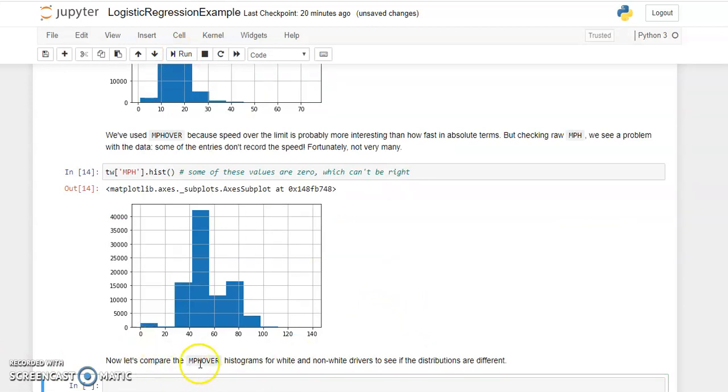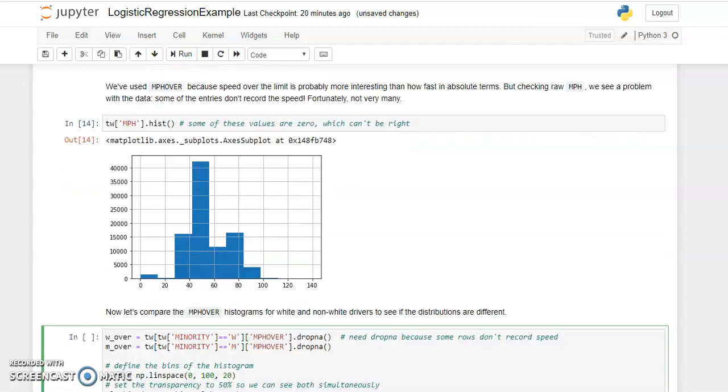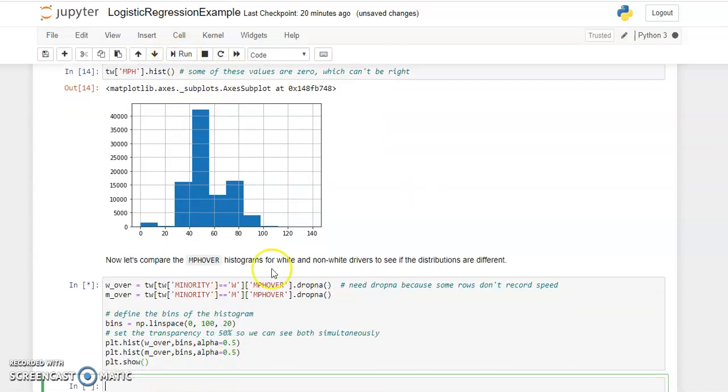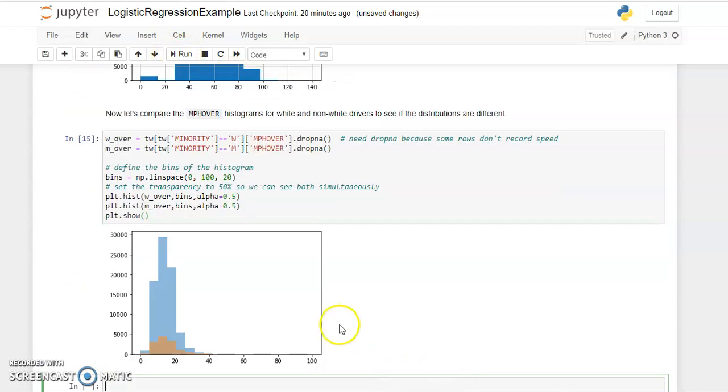Now we can compare the histograms, the distributions of miles per hour over for white and non-white drivers to see if the distributions are different, right? So maybe the reason why more non-white drivers are getting tickets is because they're driving faster, right? So we can do a raw number histogram here, but it's actually kind of hard to see because the straight number of cases is so different.